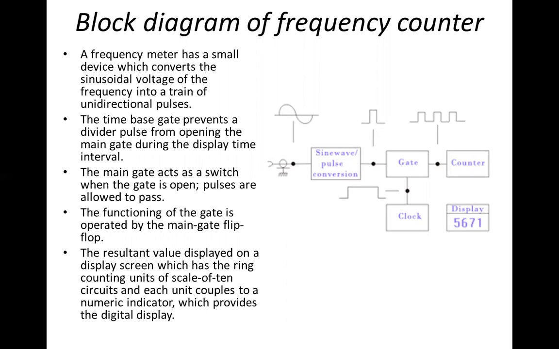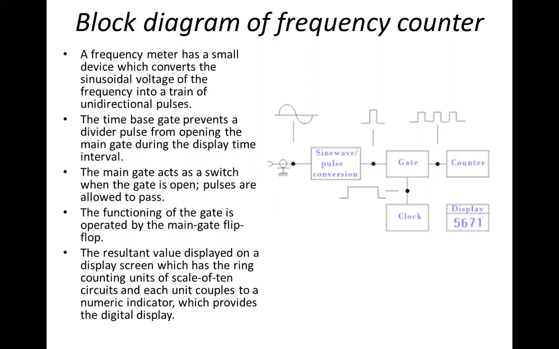As the ring counting units reset, these pulses pass through the time-based gate and then enter into the main gate, which opens for a certain interval. The time-based gate prevents a divider pulse from opening the main gate during the display time interval.